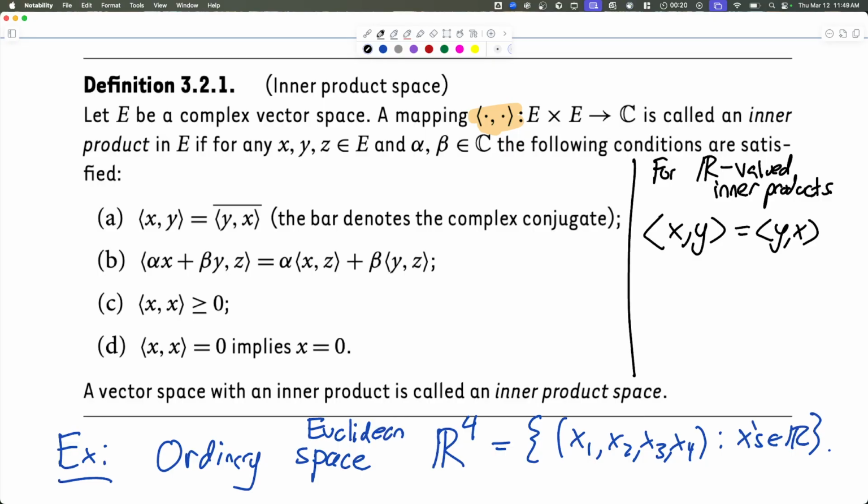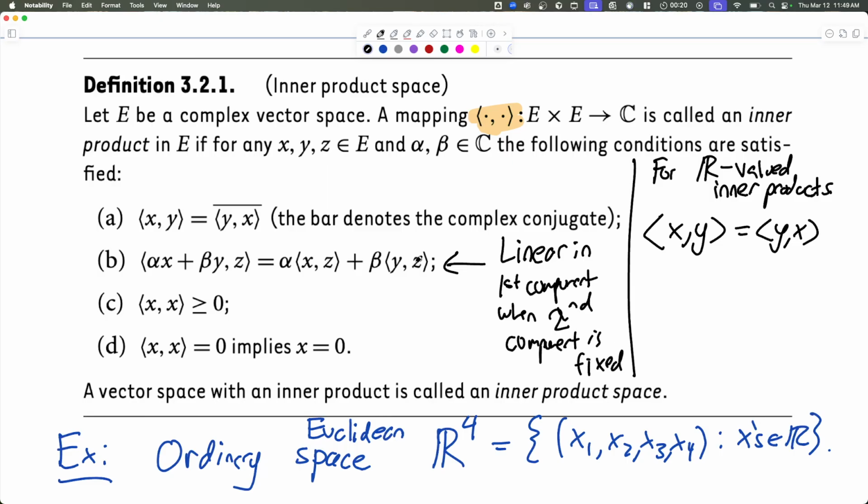Condition B says that inner products are linear with respect to vector addition in the first component. So with one component fixed, this is linear in the first component, when the second component is fixed. Okay, so that's very important. You have to have the same z everywhere in the second component to make it work.